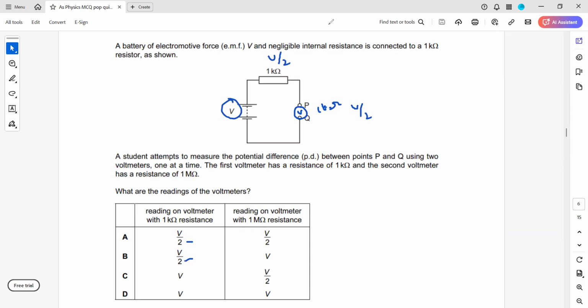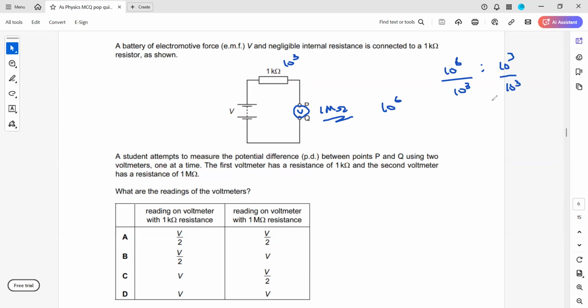Now what about if we replace this by a second 1 mega ohm voltmeter? Mega means 10 power 6 and kilo means 10 power 3. So when we take a ratio between them, I divide by the common factor, like the smallest value. So it is like 1000 is to 1. So if I have a total voltage here, the comparison is 1000 is to 1. So it means the negligible voltage will be across this one.